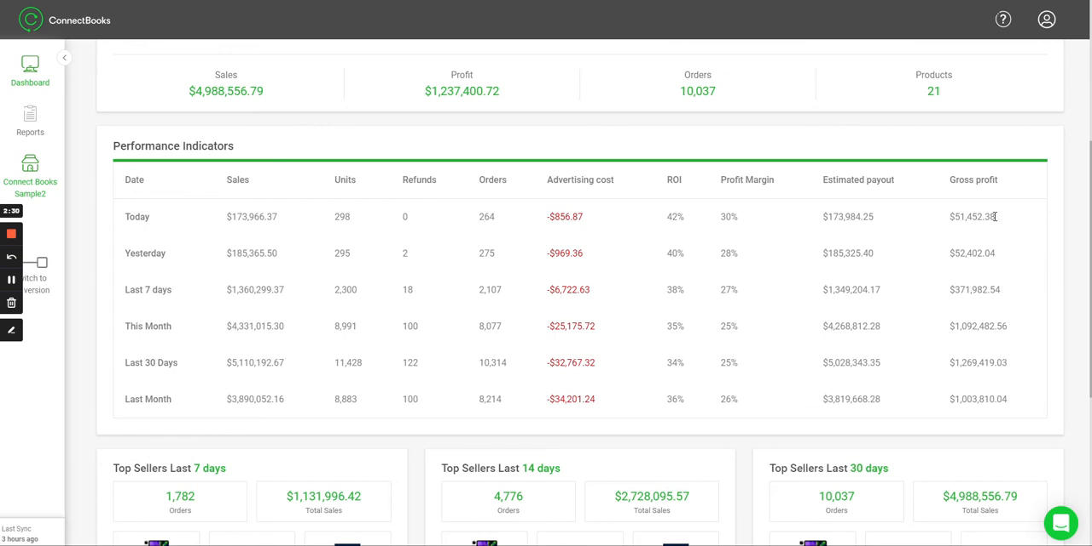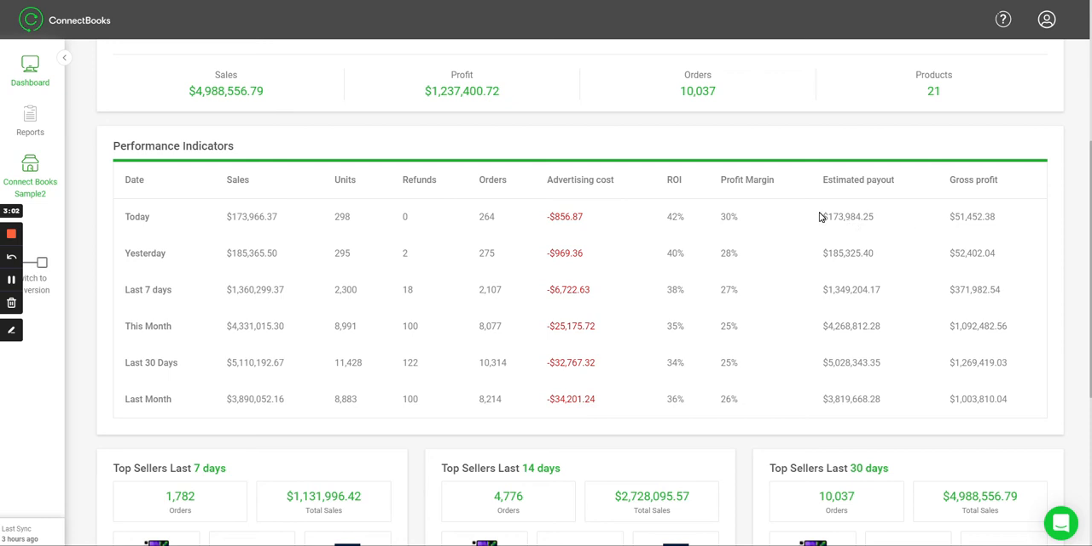The gross profit means the profit that you made on Amazon before your overhead. The estimated payout would be how much money Amazon is actually going to be paying you for today's sales. The estimated payout doesn't include cost of goods sold. So let's say, for example, you did $173,000 in sales, but your cost was $120,000 somewhere there, and your gross profit was $51,000. Amazon would actually pay you out $173,000, but you only made $51,000.